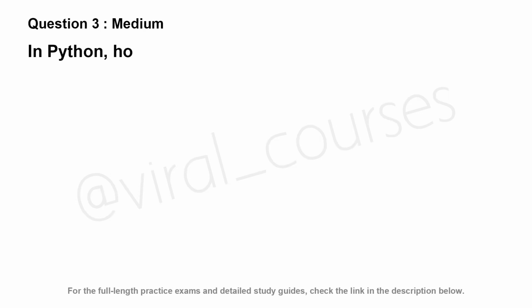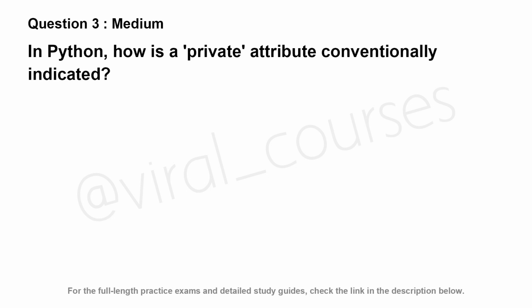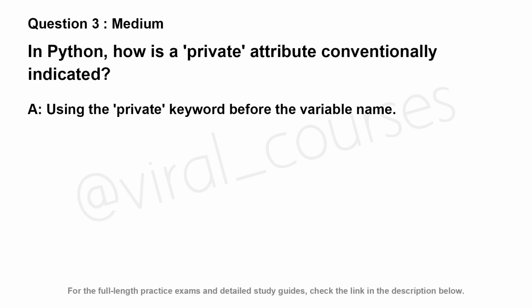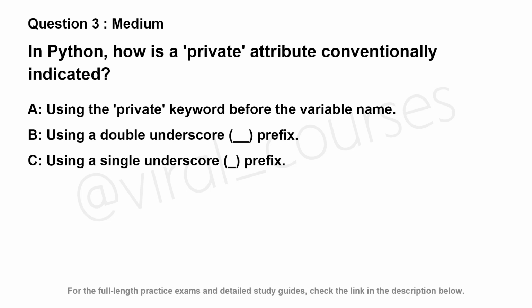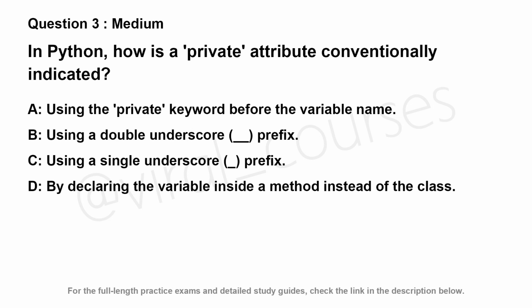In Python, how is a private attribute conventionally indicated? Option A. Using the private keyword before the variable name. Option B. Using a double underscore prefix. Option C. Using a single underscore prefix. Option D. By declaring the variable inside a method instead of the class.